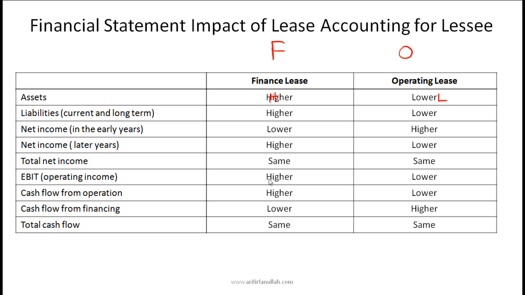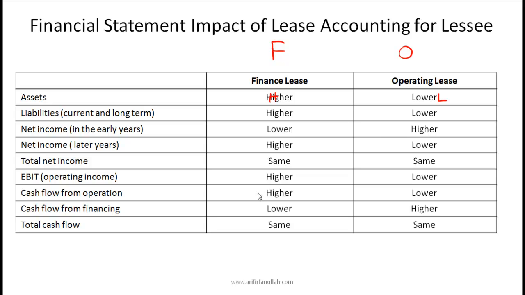The way you can think of this is EBIT is earnings before interest and taxes. So the company showing the finance lease is going to show interest expense after the operating income, and that's why the finance lease will have a higher EBIT. This is important. Cash flow from operations will be higher for a company that shows finance lease.